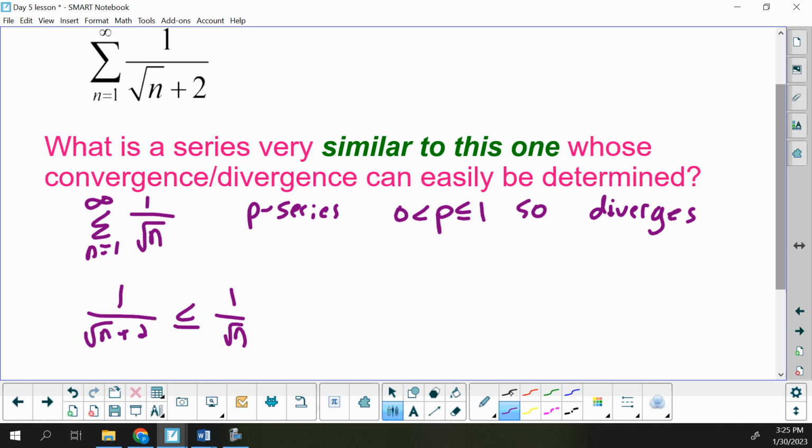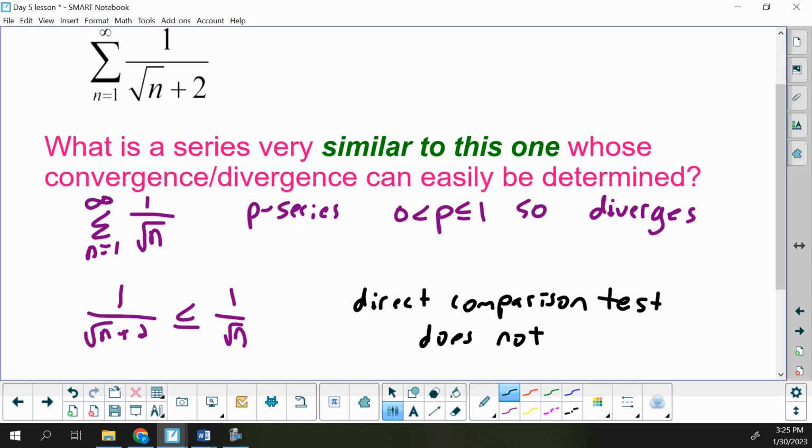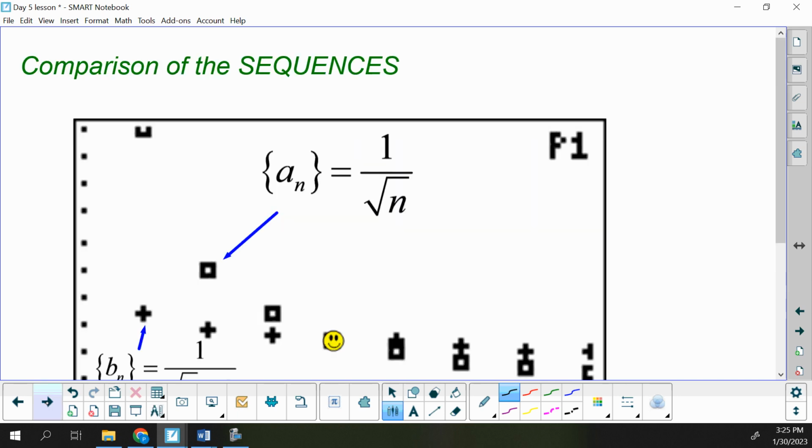So for this case, direct comparison test does not apply. So what this tells us is we need another test. Okay, and there's just a visual of the one that we just looked at.